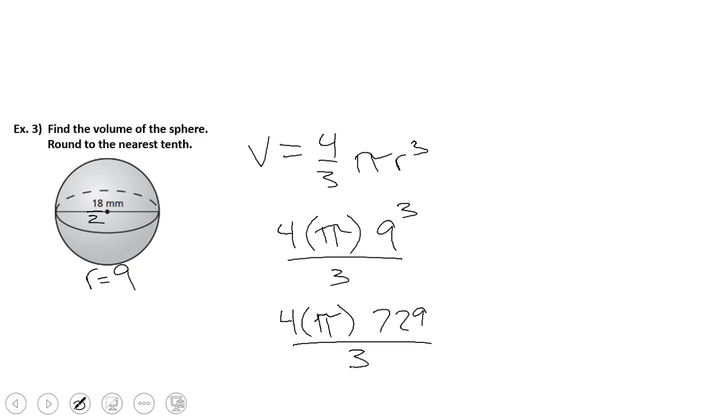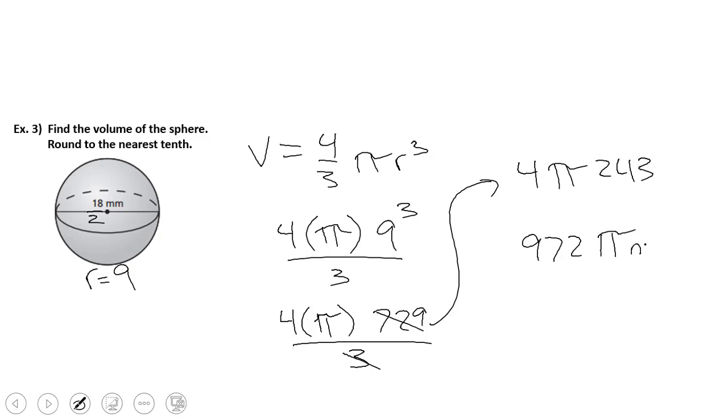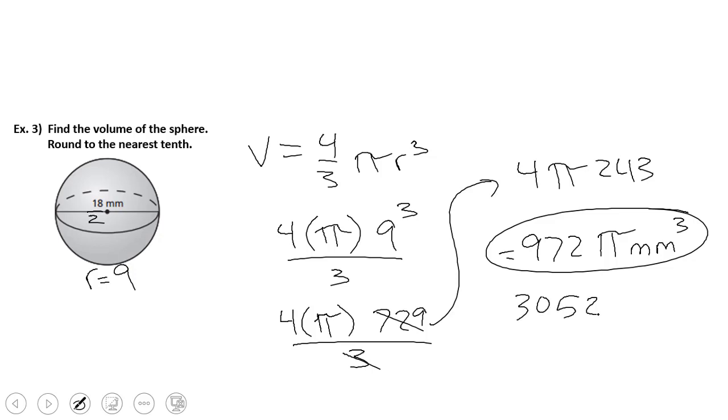Now, is 729 divisible by 3? Can I simplify it out? I certainly can. So when I divide that by 3, I get 243. So I have 4 times pi times 243, and then 243 times 4 gives me 972 pi, and that would be millimeters cubed for our volume in terms of pi. Multiplying that by 3.14, I get 3052.08, which I can round to 3052.1 millimeters cubed when we simplify it all out.